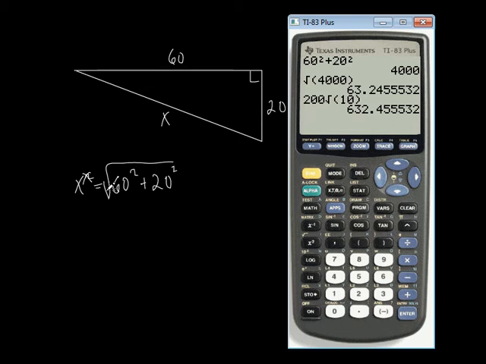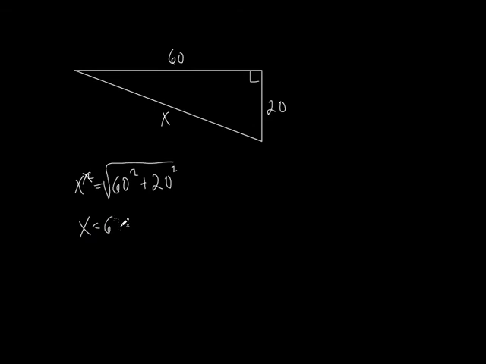Anyway, just thinking out loud. Okay, 63.2 is what it should be. X is 63.2. Then you're done. That's it. That's all you got to do. Throw it in a calculator, get a number, you're good to go. Make sense? All right.